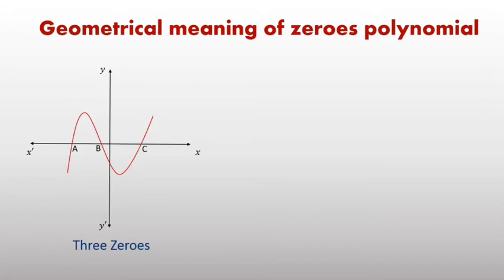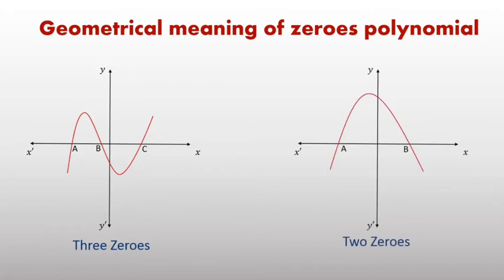First graph is here. If the graph of a polynomial intersects the x-axis at 3 points, then you can say there are 3 zeros of this polynomial. In the second graph, it intersects the x-axis at 2 points, which means there are 2 zeros.